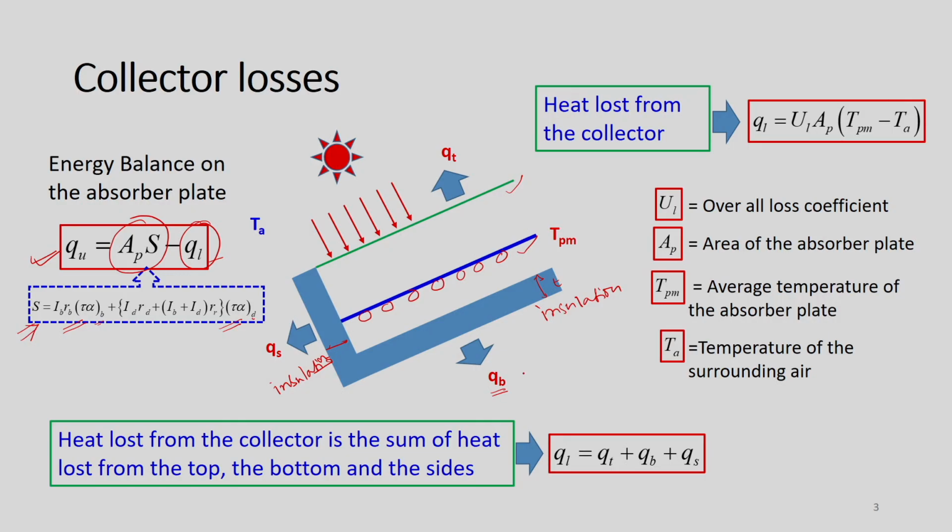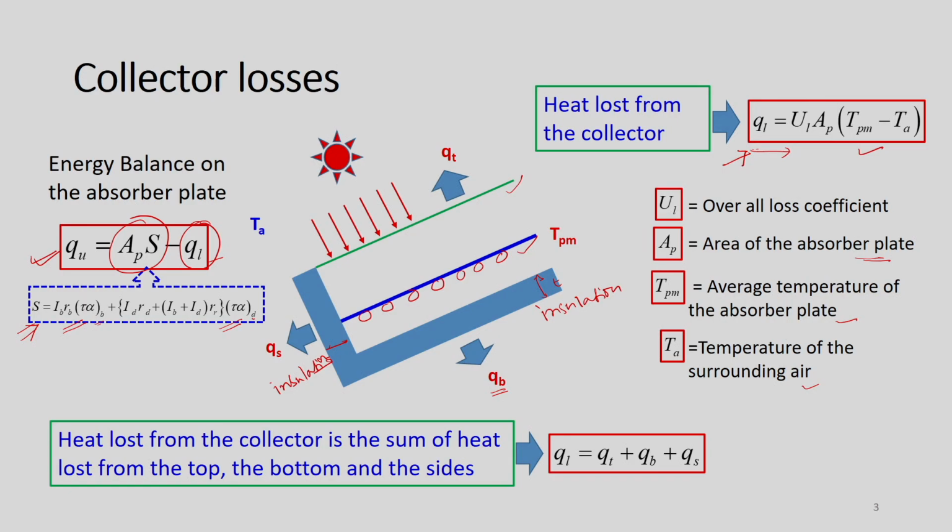So, this QL, that is heat loss from the collector, can be estimated using this expression if we know UL, AP and TP minus TA. What is UL? It is the overall loss coefficient, and AP is the area of the absorber plate, and TPM is the average temperature of the absorber plate, and TA is the temperature of the surrounding air or ambient temperature of the air, right. So, once you know these values, then straight away you can calculate QL.